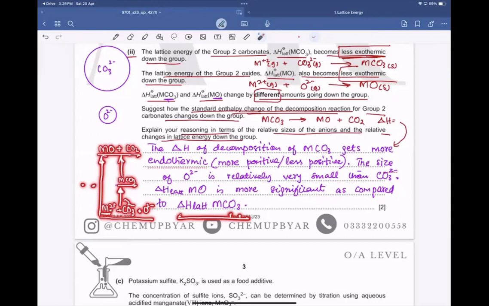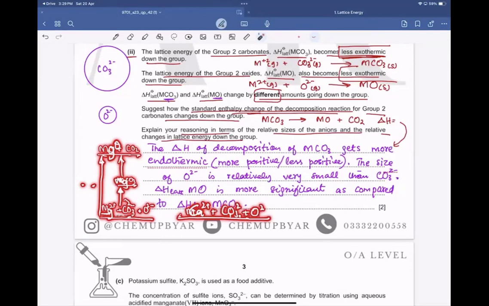Let me write over here. For example, this is magnesium. So here I have magnesium, here I have magnesium carbonate. Now instead of magnesium, I use calcium. Calcium has a bigger size. So what will happen?